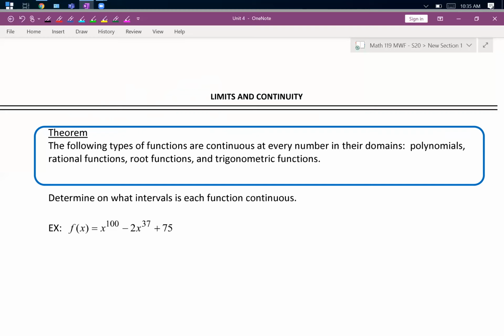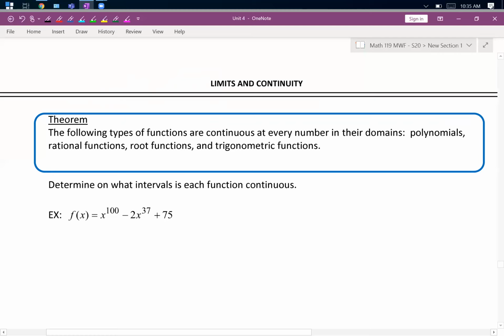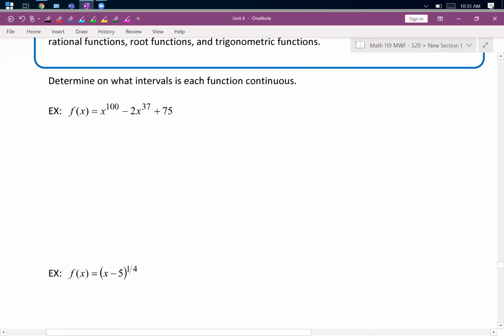The theorem says that the following types of functions are continuous at every number in their domain: polynomials, rational functions, root functions, and trigonometric functions. So sorry about that. So now we want to determine where it is continuous. So basically, we just need to state the domain.